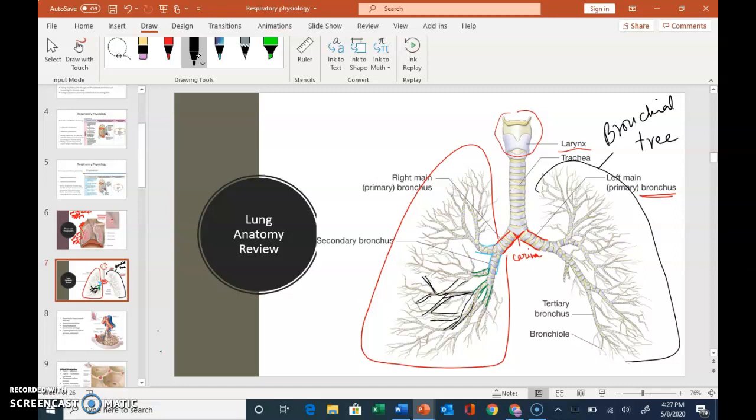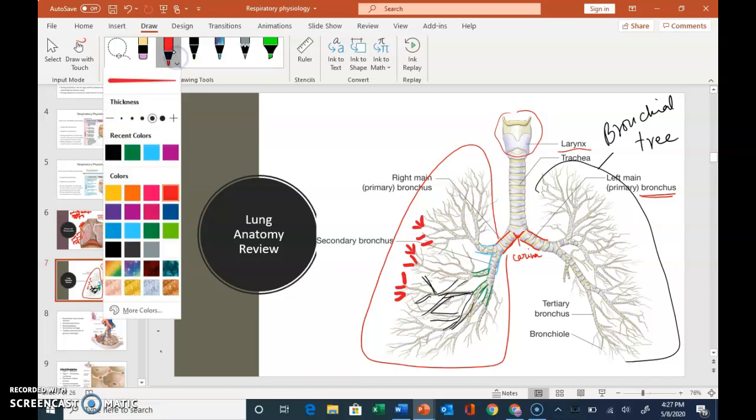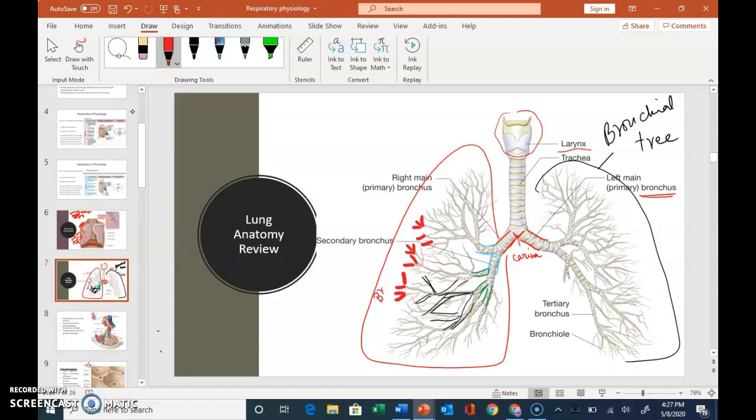Now, listen carefully. I will label something with red. I want you to focus on these teeny tiny parts, or the very distal end of these branches. These parts that I marked with red are called bronchioles. What are they called? They are called bronchioles. Bronchioles.